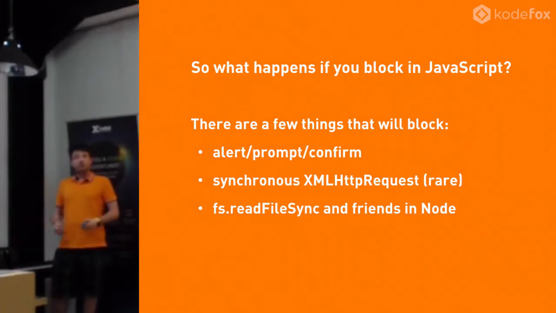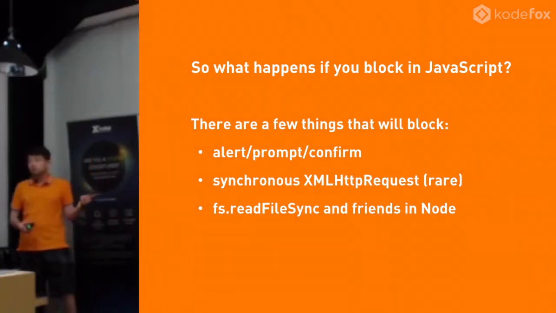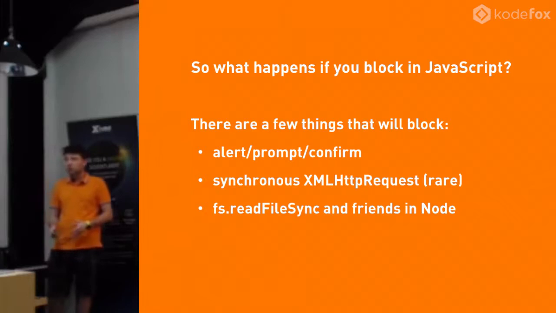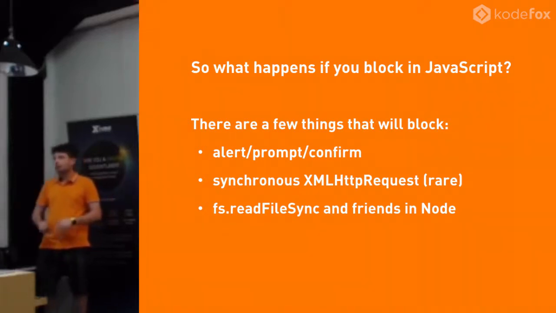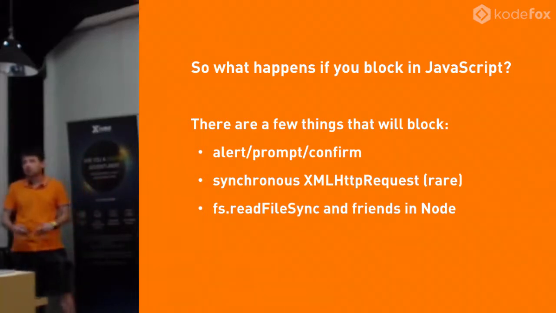So what happens if you block in JavaScript? Well, there are some things that will block the thread, that will halt any other execution. Alert is the most common, alert or prompt. We also have a synchronous style of XMLHttpRequest, and it's rare because that was probably a mistake in the API. They probably did not intend for that to be synchronous, or at least it wasn't a good idea. And then we have some stuff in the Node world that is intentionally synchronous for various reasons.